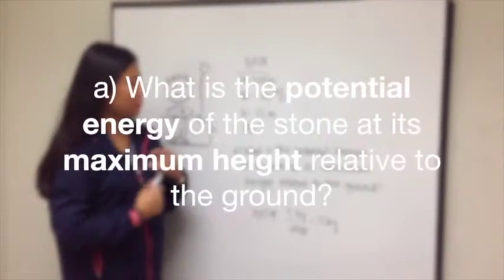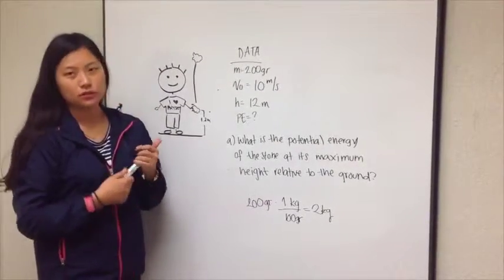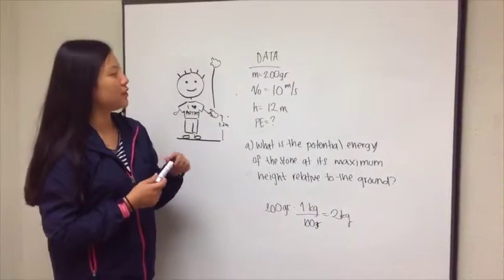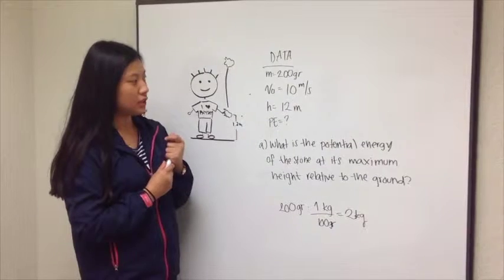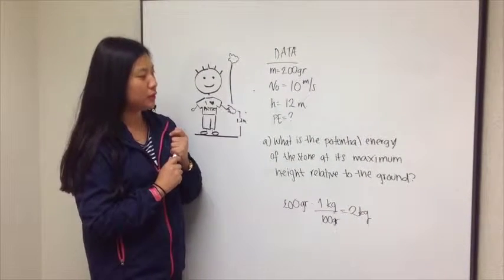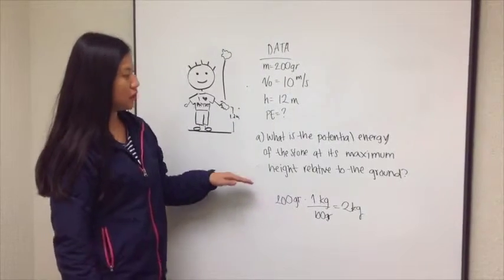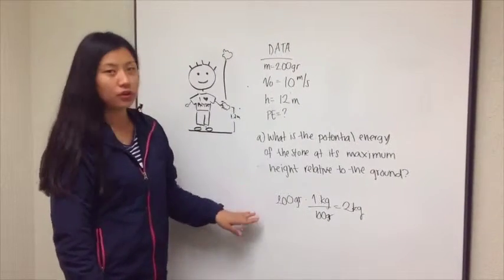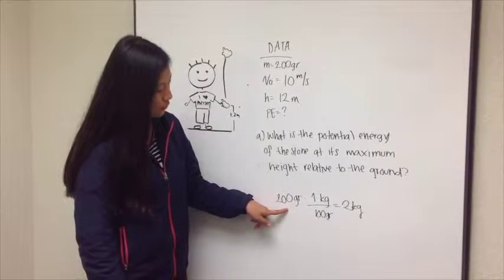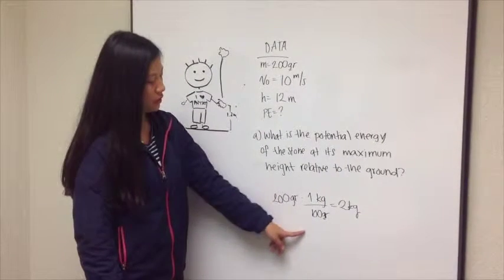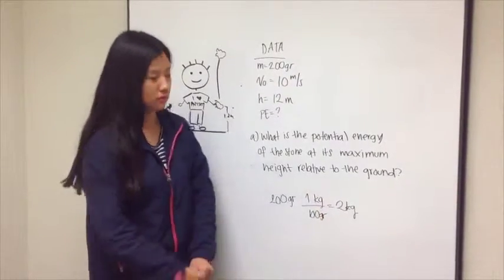So, what is the potential energy of the stone at its maximum height relative to the ground? To answer this question, we have to find the data, which is mass 200 grams, initial velocity 10, the height is 1.2 meters, and we have to find the potential energy. To find the potential energy, we first need to find the correct units. So we have to convert grams into kilograms. So 200 grams divided by 1000 is 0.2 kilograms.